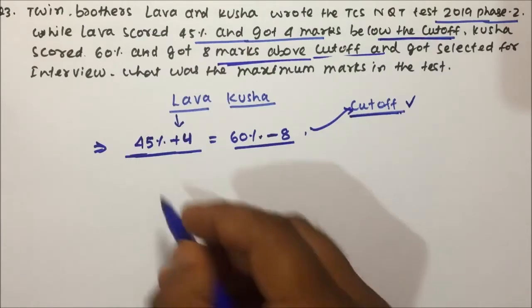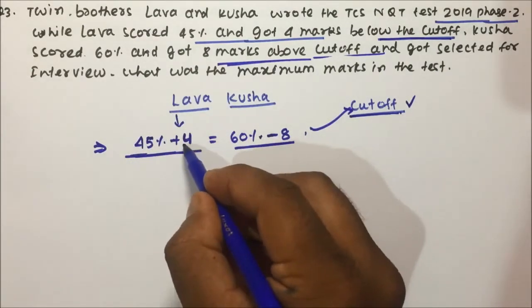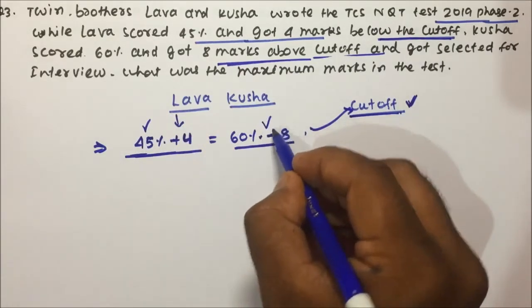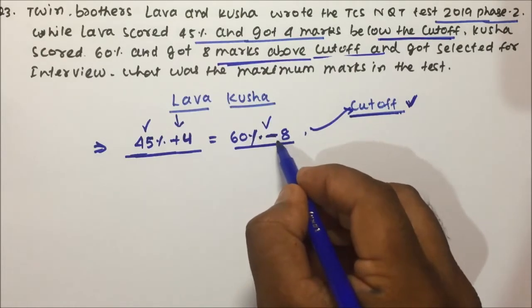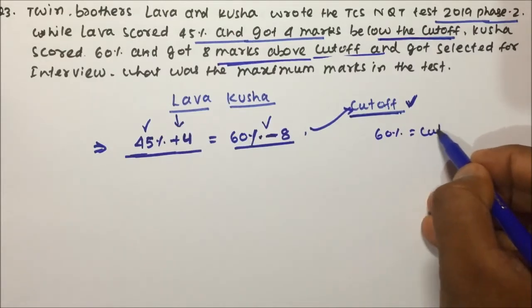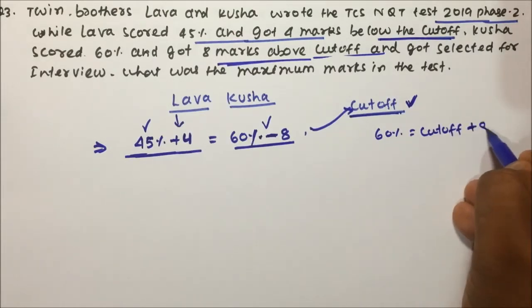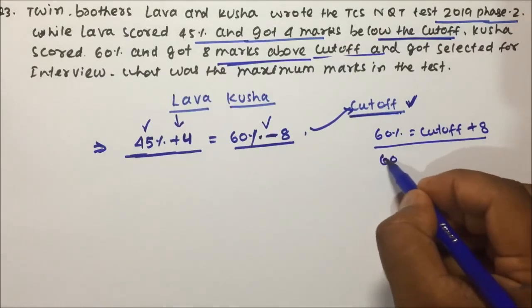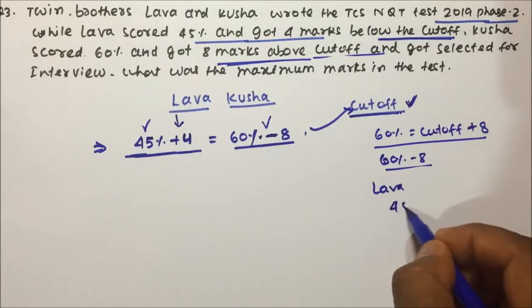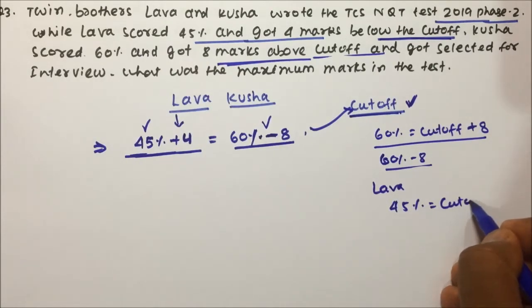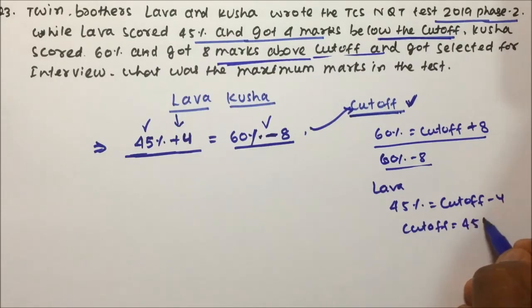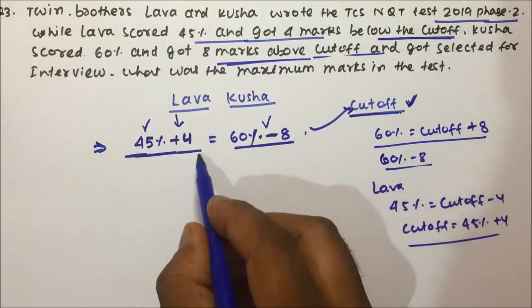So this kind of question has been asked in the TCS NQT exam, but the concept is very simple, friend. See, Lava got 45%, but if he would have got 4 more marks, then he would have passed, then he would have got the cutoff mark. Same thing with Kusa, he got 60% marks, but he scored 8 marks more than the cutoff. So I can say the cutoff marks will be nothing but 60% minus 8. Now Lava is scoring 45% marks, but still 4 marks less than the cutoff. So cutoff will be nothing but 45% plus 4.